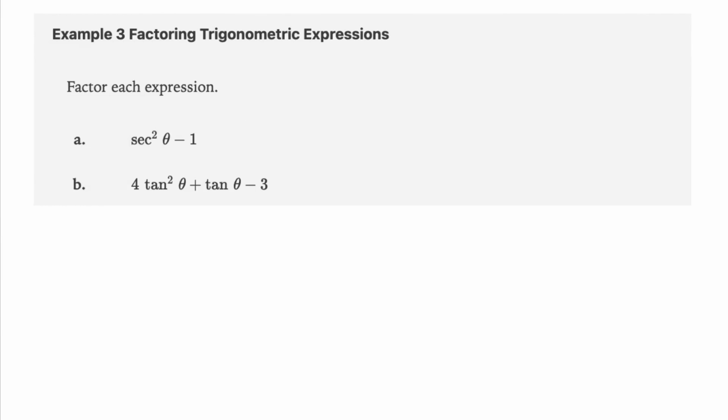In our next example, we are dealing with these different trigonometric expressions, and we're told to factor each one. In part A, we are tasked with factoring secant squared theta minus 1. Now, one of the interesting things to realize here is that this is very similar to x squared minus 1, which could be factored into x plus 1 times x minus 1, right?